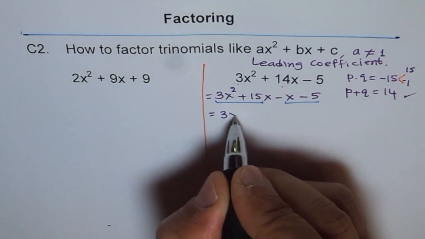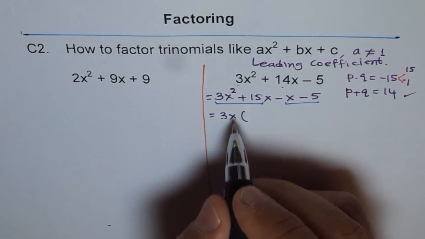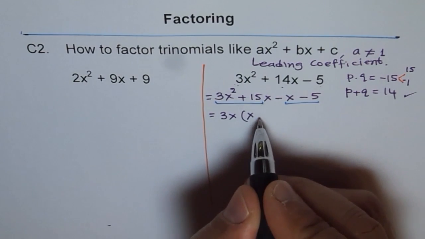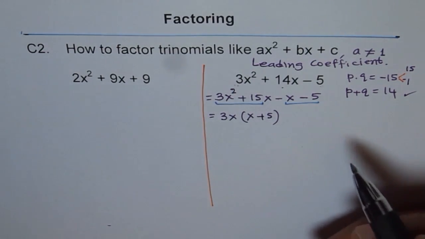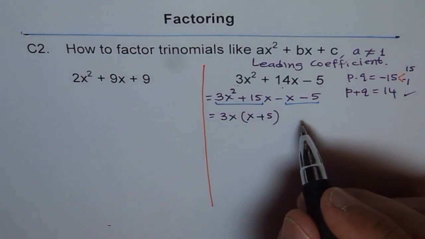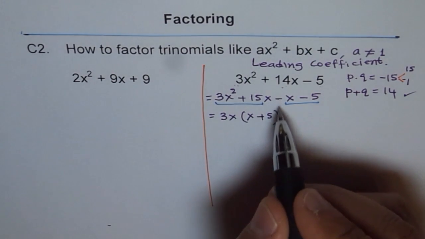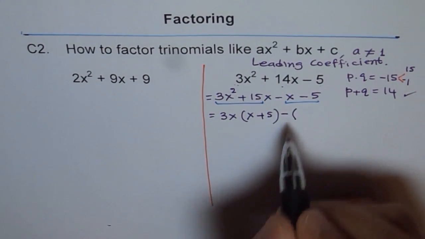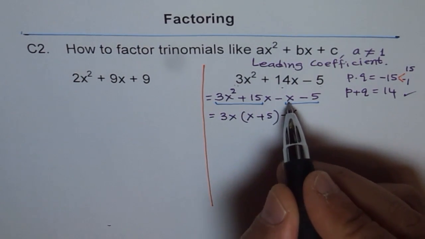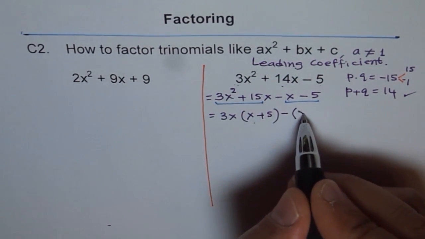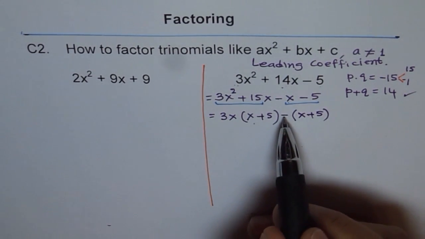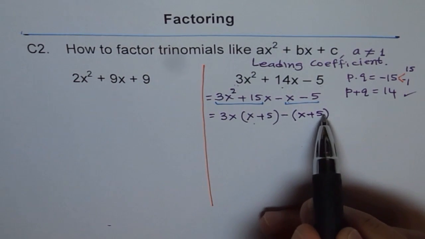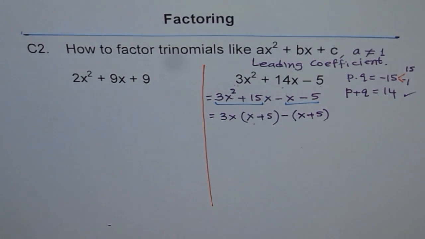3x is common here. So when I take 3x, I'm left with x and 5. x plus 5. Here we don't have anything common, so minus is always common, -1 or +1, right? Since the sign is minus, I'll retain this sign and open the bracket to put them like in this way. So it becomes x plus 5. Well, if you open -x and -5, it gives you the same thing, right?